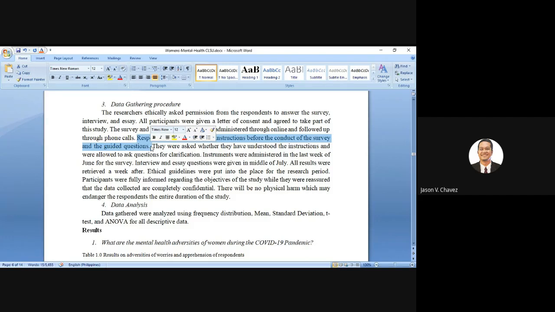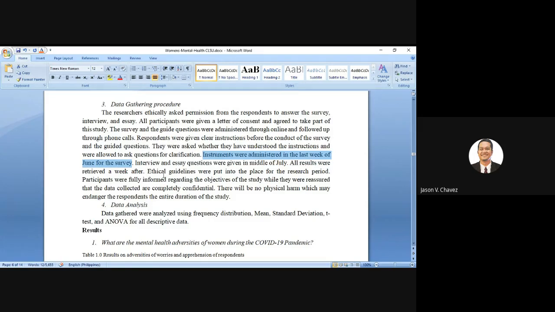The fourth one is respondents were given clear instruction before the conduct of the survey and the guided questions. Of course, they need to be instructed properly because some say they do not understand the scaling, no? Are they marking strongly agree as 4 or 1 or vice versa? You have to be clear because it might affect your data analysis later on if you use wrongly gathered information based on the survey. And the fifth one is they were asked whether they have understood the instruction and were allowed to ask questions and clarifications. Then the instrument was administered in the last week, the date you had it, blah blah blah, and up till when.